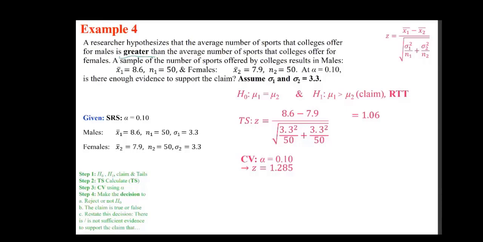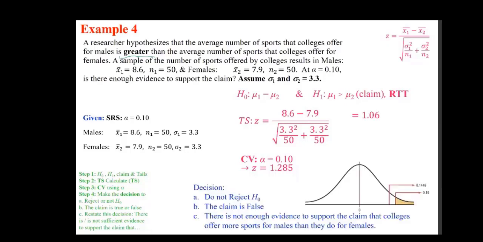So we are going to locate that accordingly. And so with that being the case, we make a decision. So take a look at the location. As you can see, the test statistic is way into the non-rejection region. Do not reject H0. So when you don't reject H0, you go back to step 1 and you see what's happening with the claim. The claim becomes false, and there is not enough evidence to support the claim that colleges offer more sports for males than they do for females, according to this data.